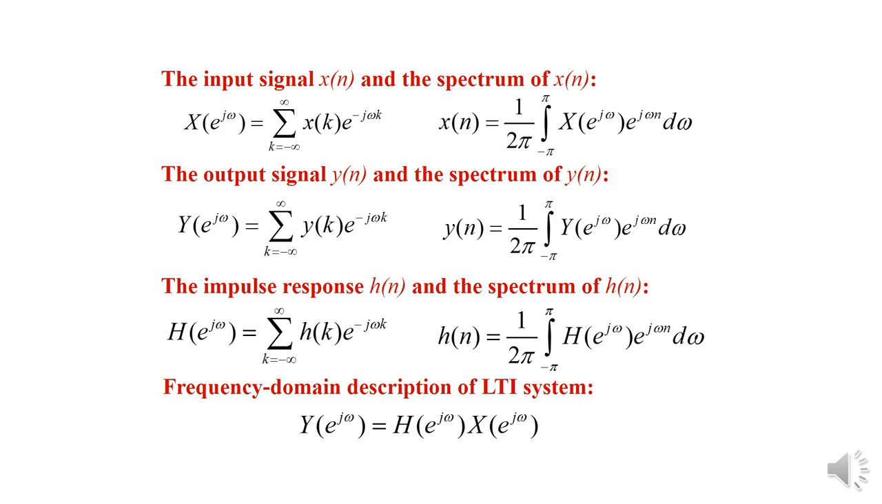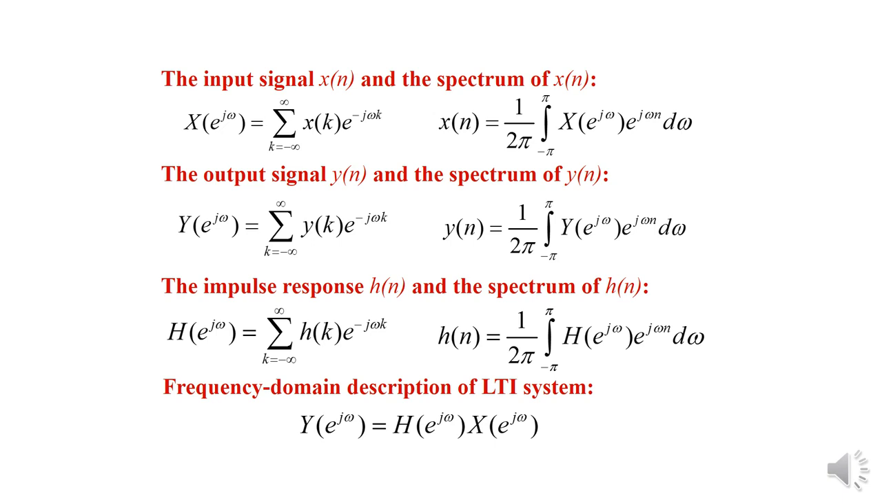Then h[n], which is the discrete time Fourier transform of H(e^jω), is also given here, right? So you can see all the equations for X, Y and H are the same thing, because the discrete time Fourier transform is the same equation for any function, right?